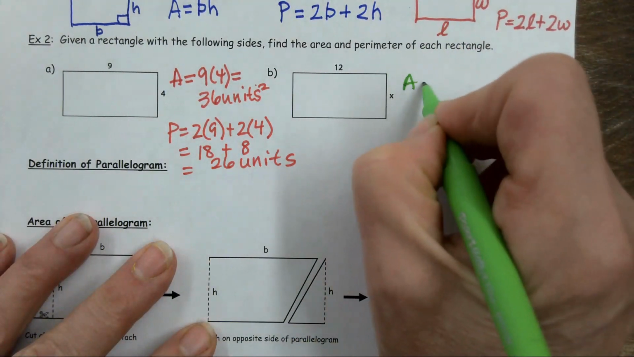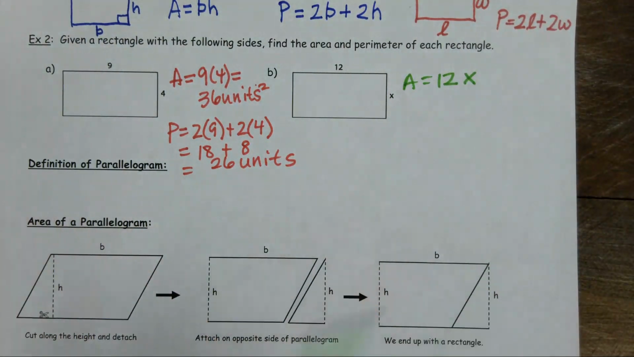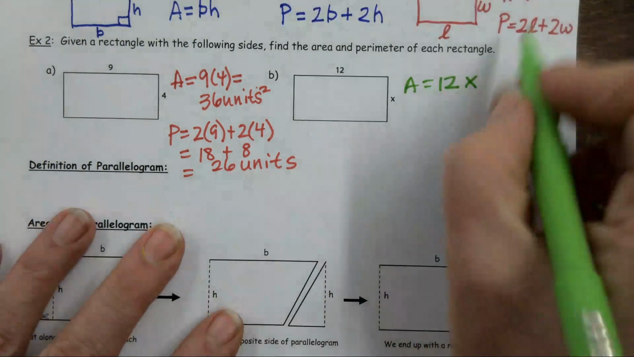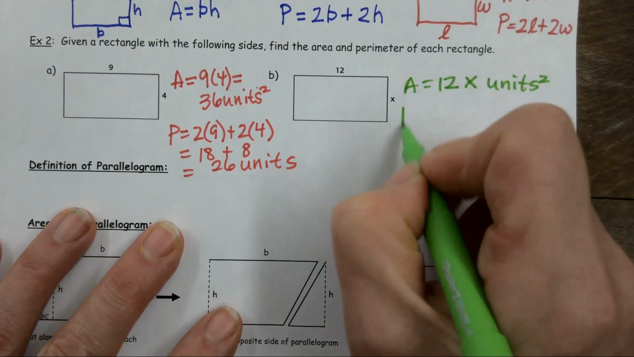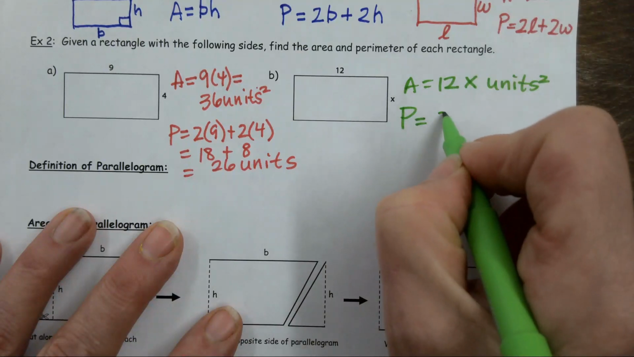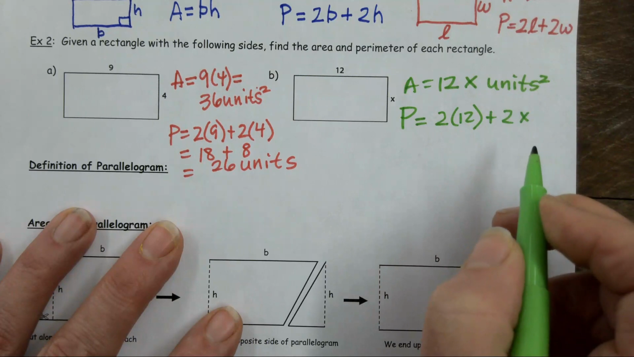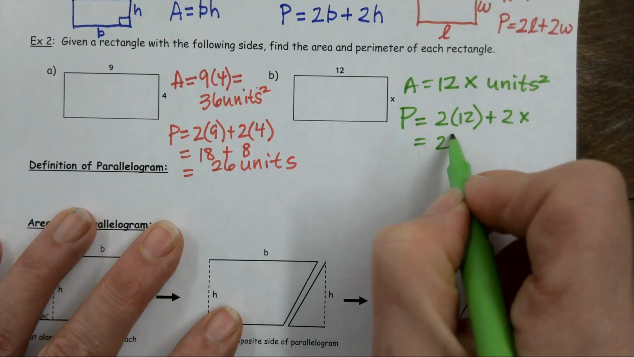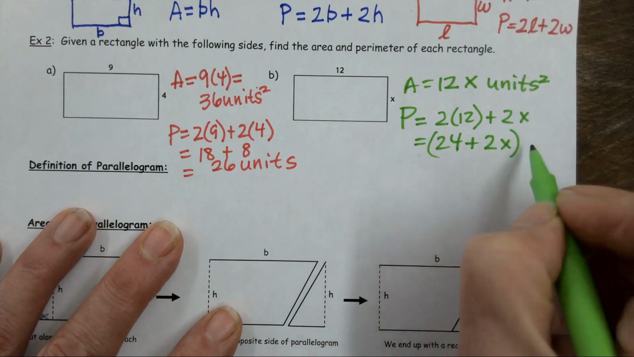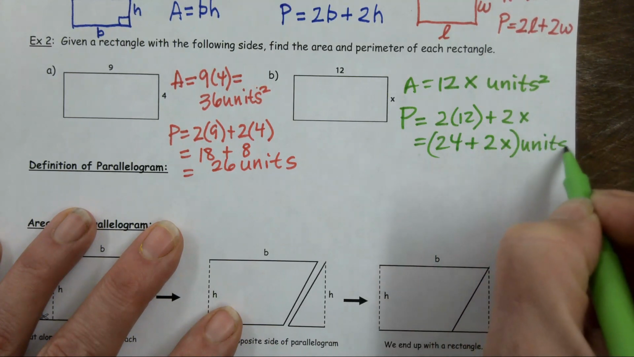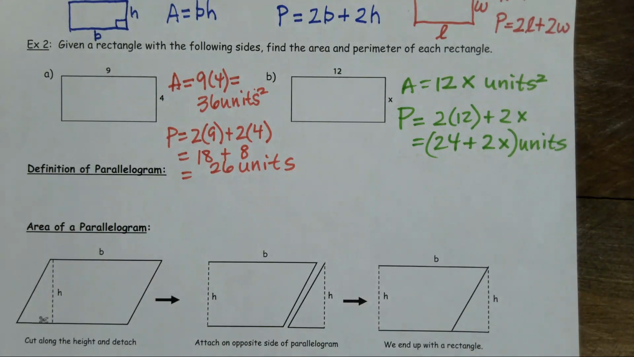My area is length times width. The only difference is I can't get an exact answer. So I'll put my units squared at the end. And my perimeter is twice the length plus twice the width, which I can simplify to 24 plus 2x. I'll put parentheses around that whole thing so everybody knows it goes together. And then I put my labeled units on the end.